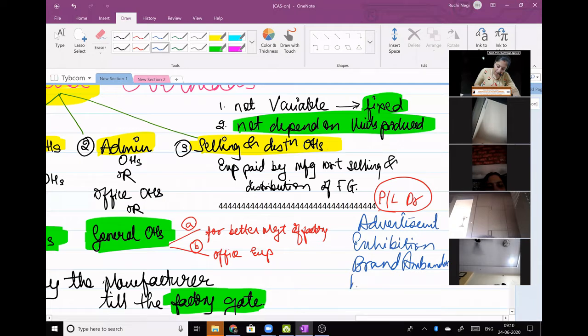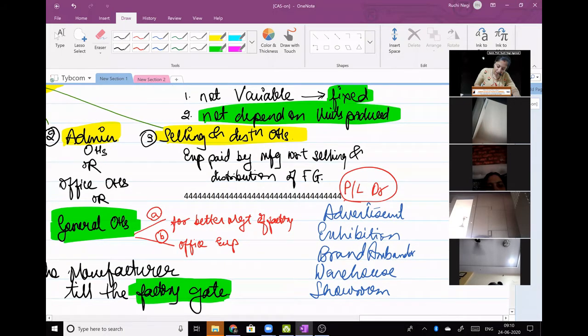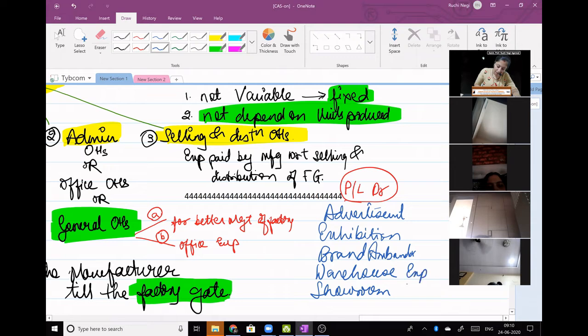Then we can have warehouse, or you can call it godown, or even showroom. These are the places where goods are kept for sale. So if any expense is with respect to a warehouse or showroom, it is an expense in connection to finished goods, so it will come under selling and distribution overheads.